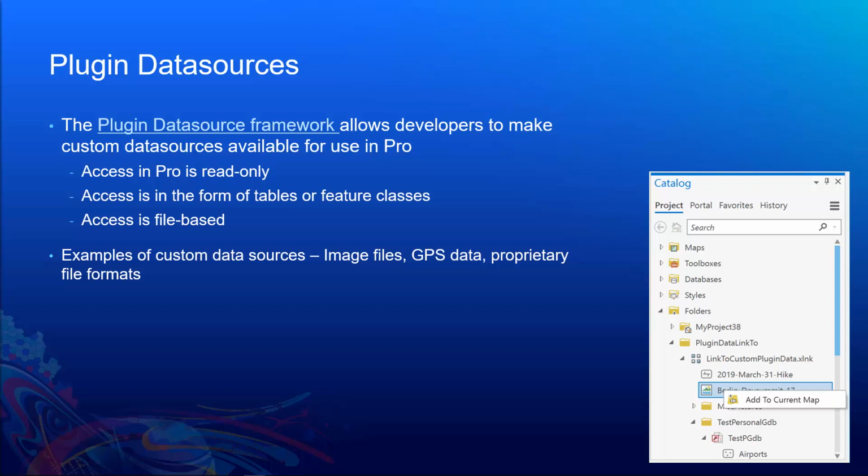So the plugin data source framework allows developers to make those custom data sources available for use in Pro. Access in Pro is read-only. So you won't be able to edit these feature layers, these data sources using standard Pro tools, but you'll still be able to use them in other ways. The access is in the form of tables or feature classes, and it's file-based. So examples of custom data sources that you might be able to take advantage of: image files, GPS data, perhaps a proprietary file format that you have.